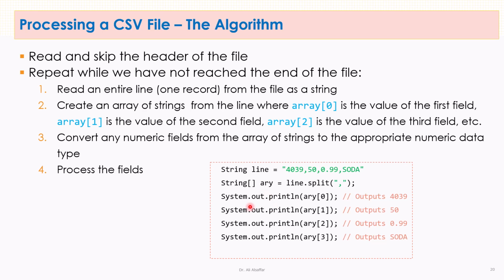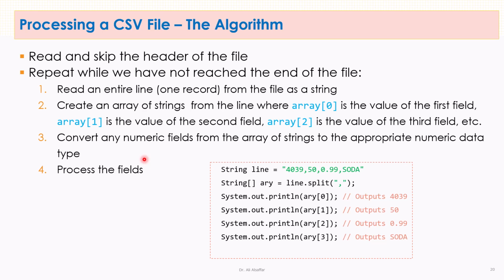So in our example, after we call the split method for this line, it will separate these 4 fields into 4 strings. The first string is going to have the number 4039. The second string is going to have the number 50. The third string is going to have the number 0.99. And the last string is going to have the word soda. Notice that all of them are strings. So this number 4039 is saved as a string. It is not saved as a number. Therefore, we have to convert these numbers if we want to deal with them inside our programs as primitive data types, using parse methods that are defined inside the wrapper classes.